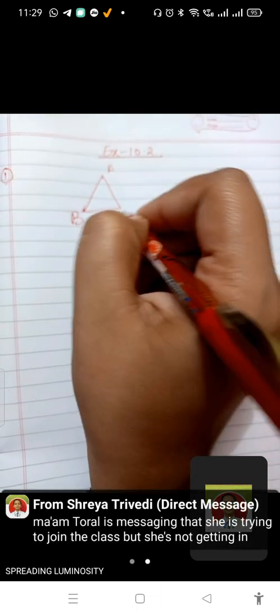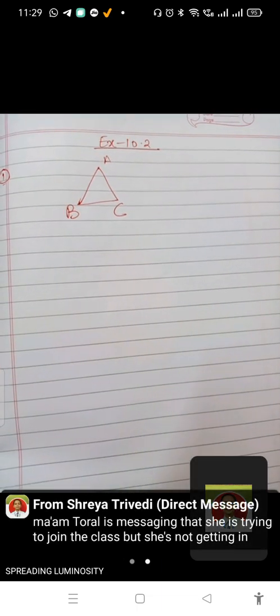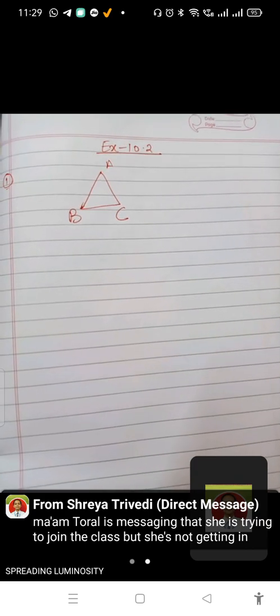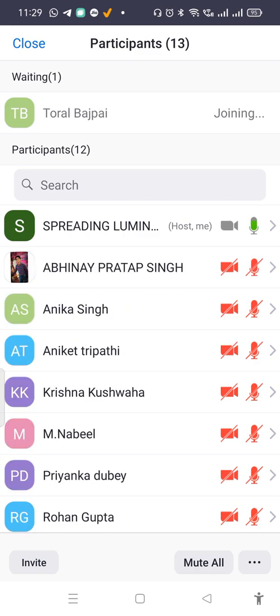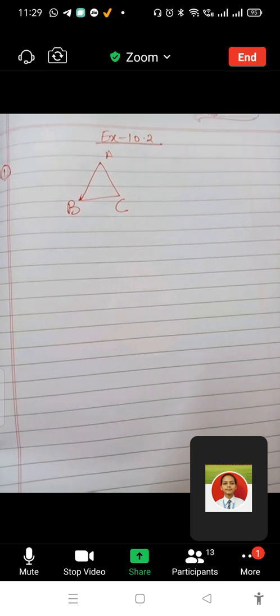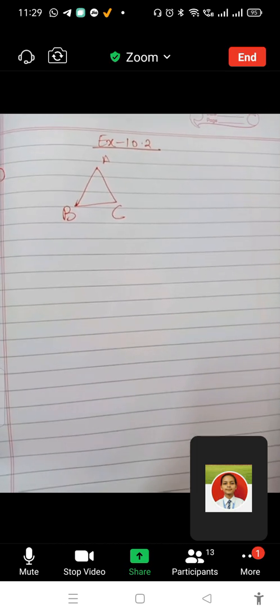So let's begin the exercise. The first question is, in a triangle ABC. Toral is joining. It is showing she is joining, but because of her network she is not able to join the class.